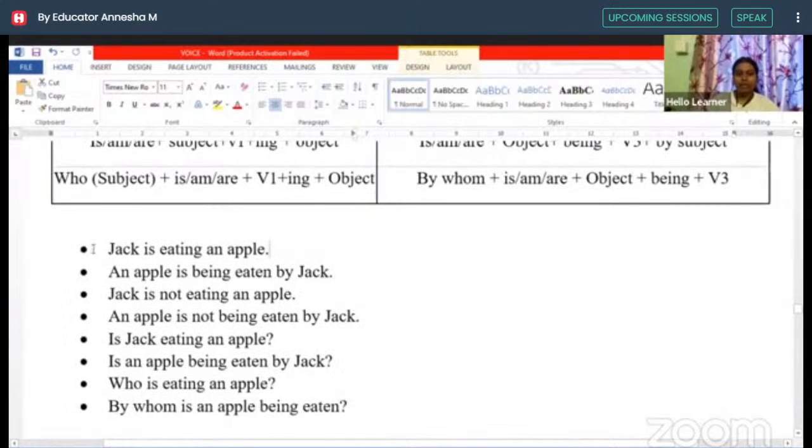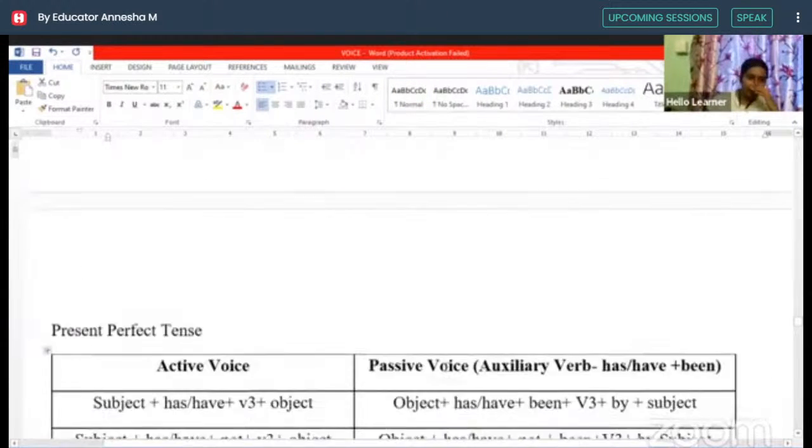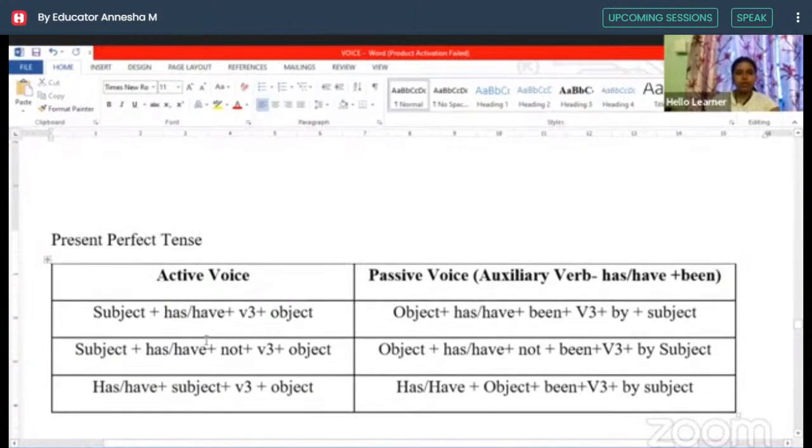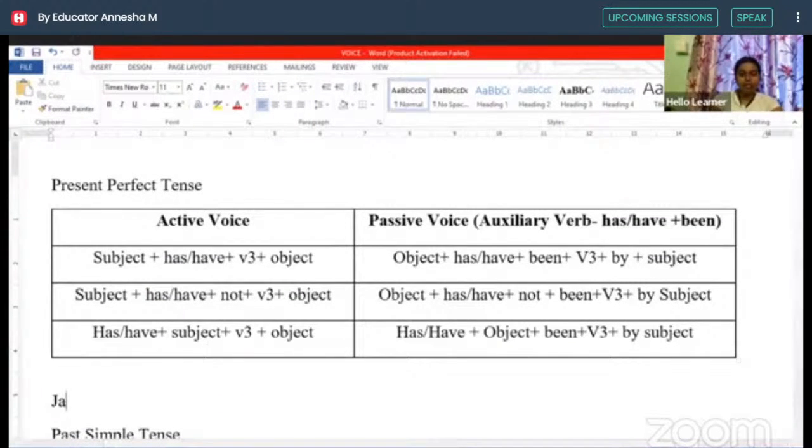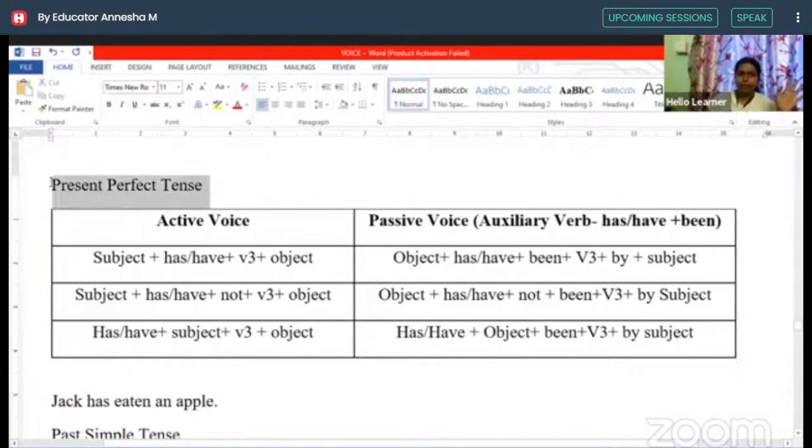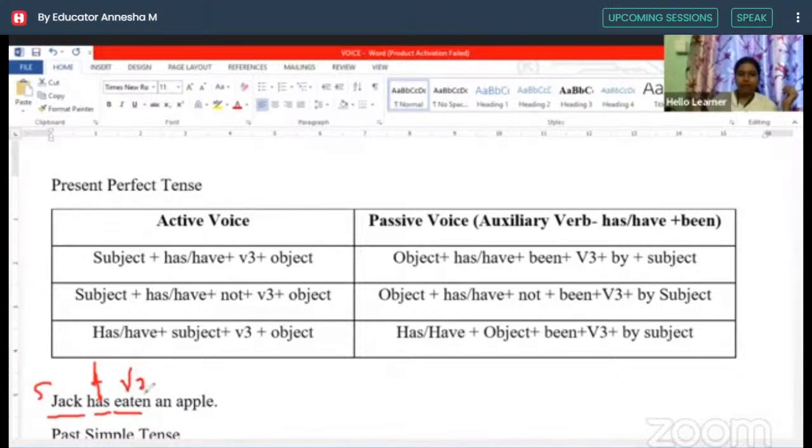So we will try and make some sentences and look at the formula, right? The simple sentence will be Jack has eaten an apple. So this is our very simple present perfect tense sentence. एकदम simple form में है. Let's look at the parts of the sentence. Jack is our subject. Has or have is of course the auxiliary verb. Eaten is our V3, verb का third form, past participle form. An apple is our object, right? Jack has eaten an apple.